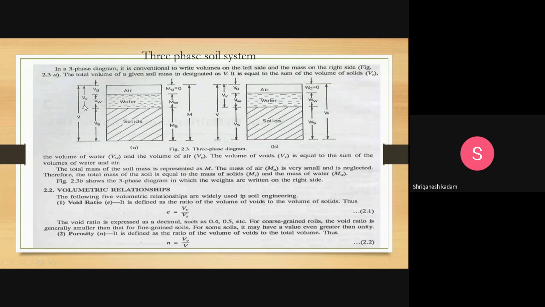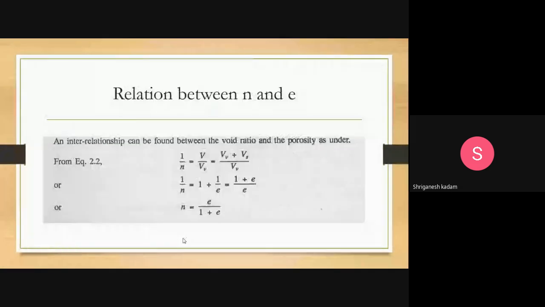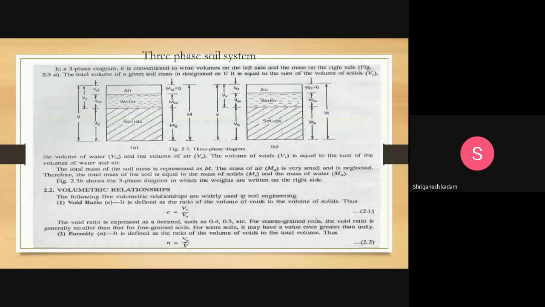So this is the volume of void, means volume of air plus volume of water, divided by total volume, that is porosity. So this porosity we can express in a percentage. If we multiply this ratio with 100, you can express this porosity in percentage. Maybe for some soil porosity is 10%, for some soil it may be 20%, 50%, 60% porosity.